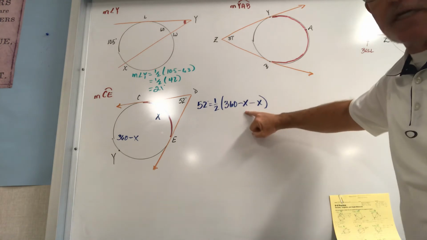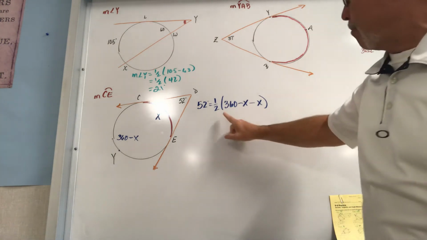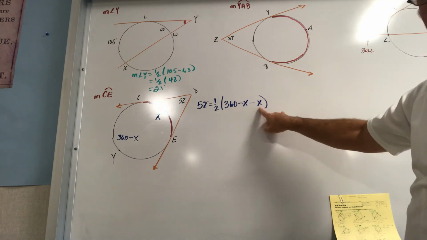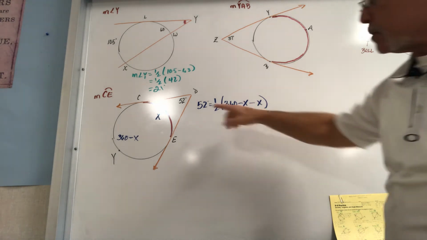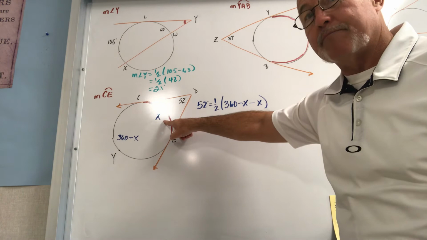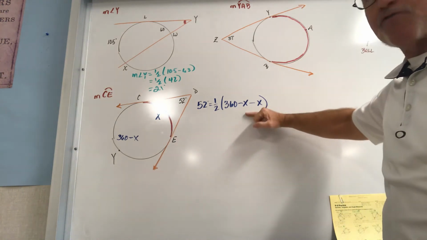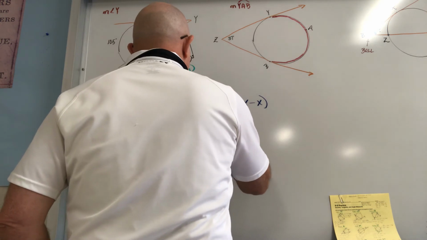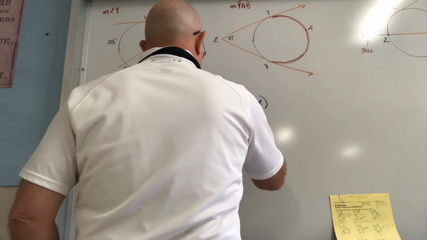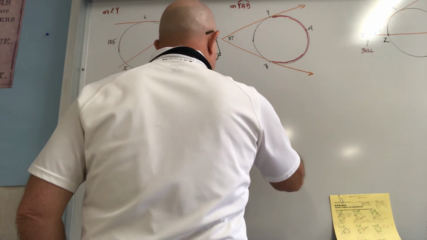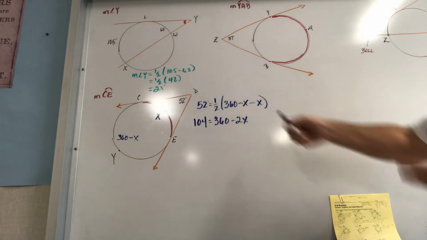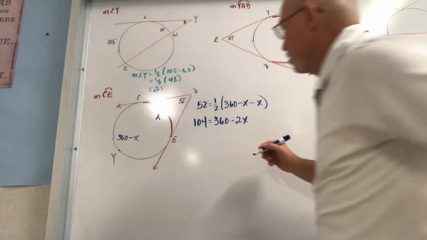No, I didn't mistakenly write minus x twice. Remember, that's the large arc. That's the small arc. Just like I did when I substituted numbers. You have to represent both of them. I'm going to multiply both sides by 2. Don't have to because they're going to be even over here, but.